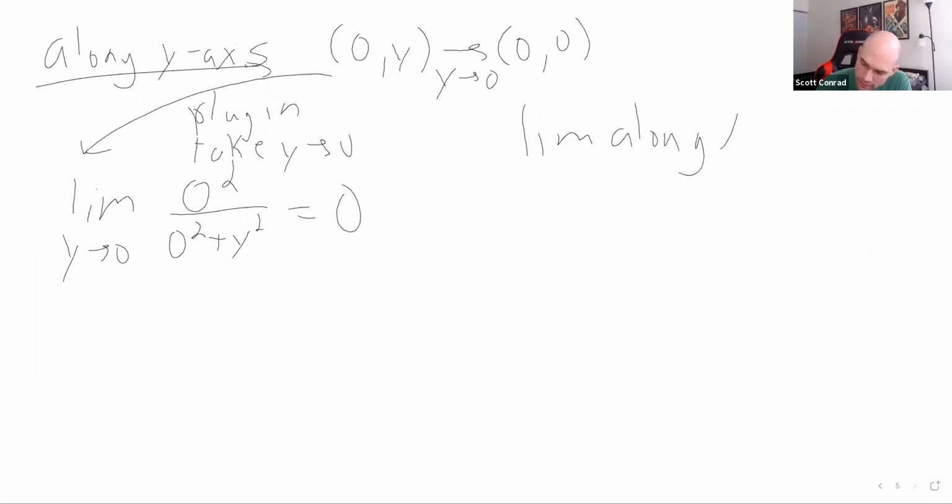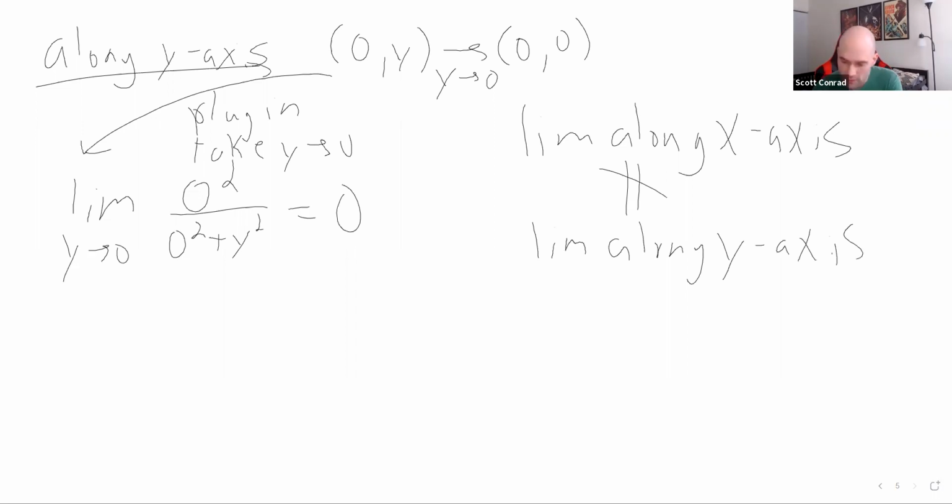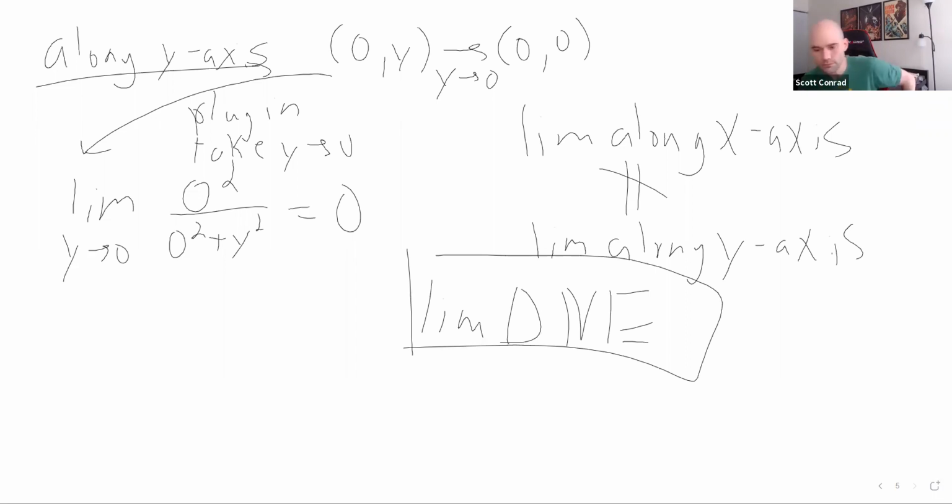So the limit along the x-axis is not equal to the limit along the y-axis. So we have two different paths to the origin that yield different limits. So the limit does not exist. To show a limit doesn't exist, you need to find two paths to your point which give different limits. If two paths disagree, the limit does not exist. That is how you always show this.